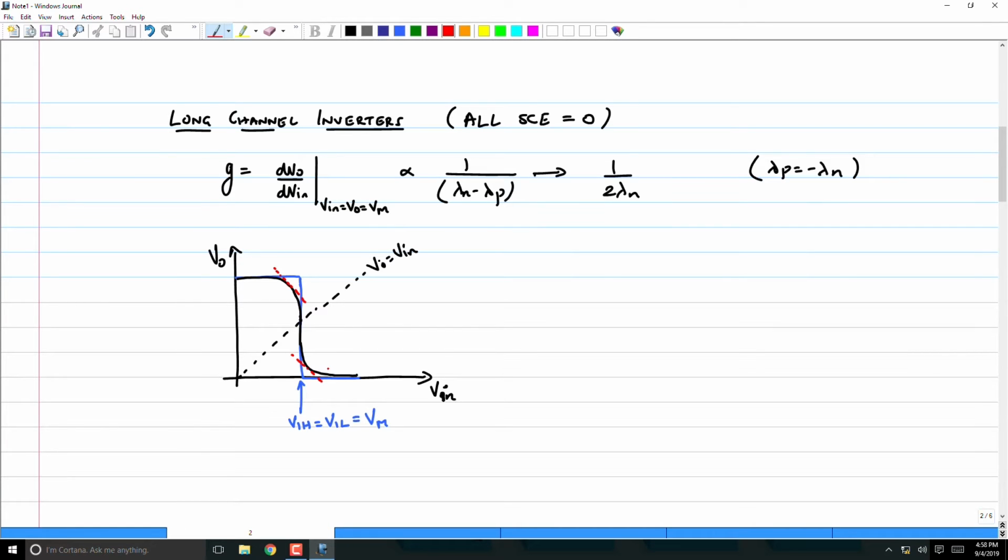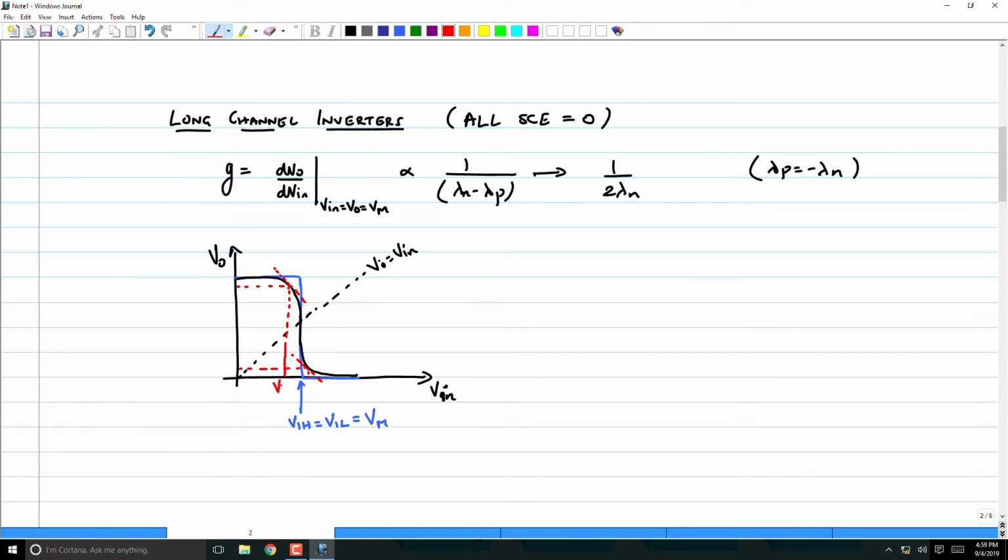Because you had velocity saturation, then you had channel length modulation, you had so many things, right? There's so many dependences on V in and V out. So solving for this point where dV out by dV in is minus 1 was very hard in a short channel inverter. Therefore, we use the approximation and the model, and that is a reasonable model, right? Now, it turns out here that you don't have to actually use that model at all. You can derive everything from first principles.